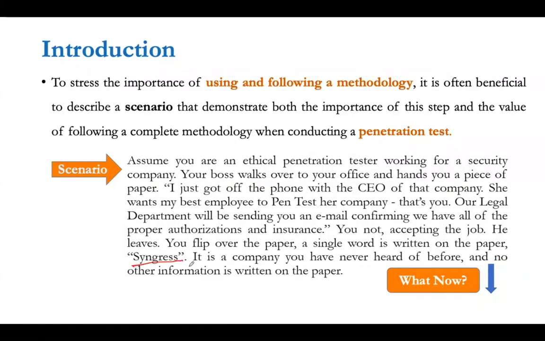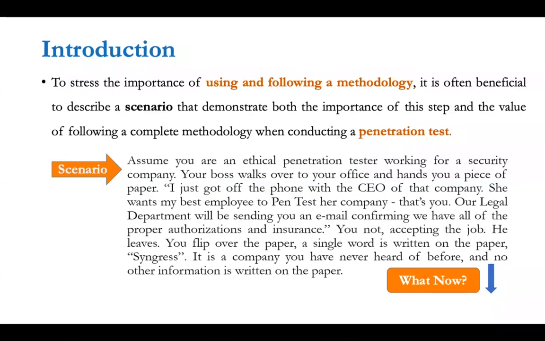It is a company you have never heard of before, and no other information is written on this paper. So then what will you do? That's the question, right? The boss has given you the information that he got a call from a CEO and they want a pen tester. So what will you do? The first step in every job is research.